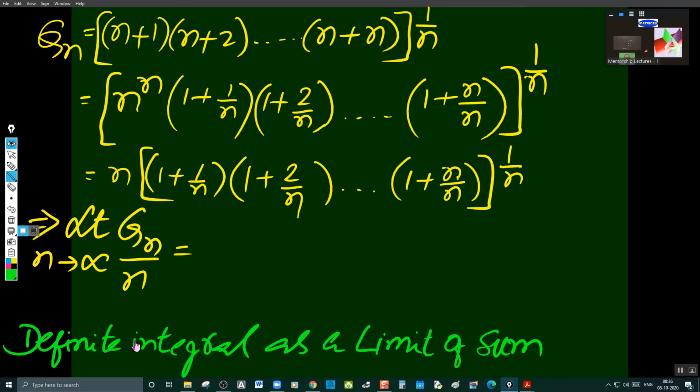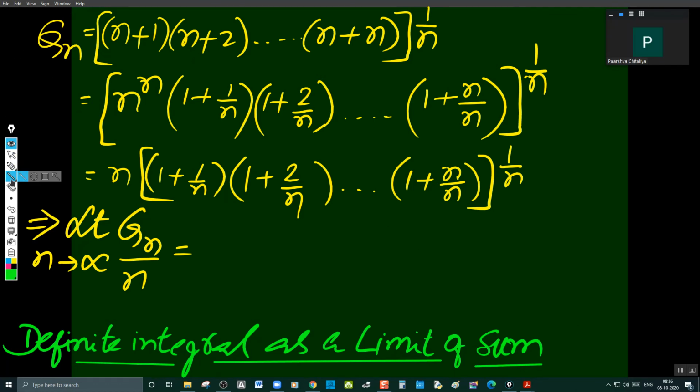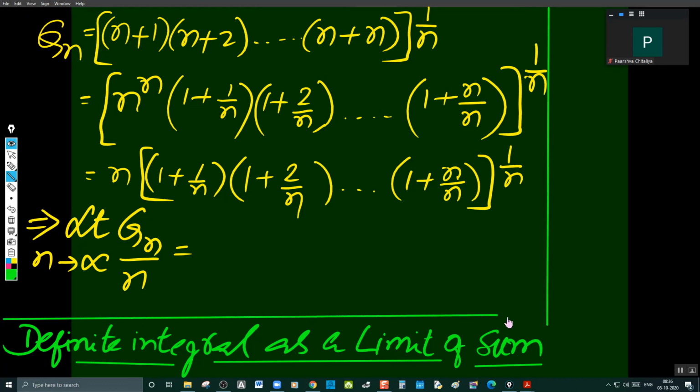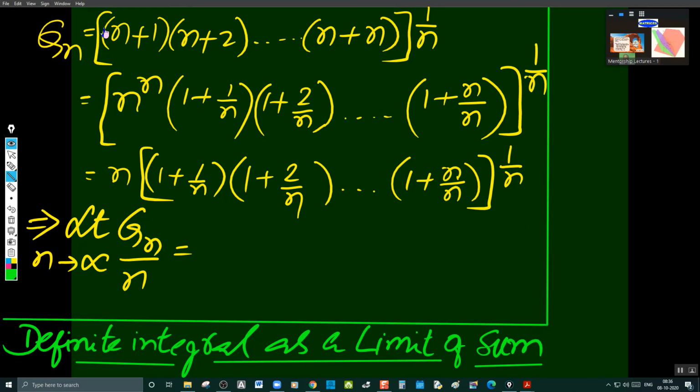I asked you a question whether definite integral as a limit of sum is known to you or not. Sir, it's known but I forgot. Only Parsh is alive in the class, what are the others doing? It was taught to us but I have forgotten. Can anyone tell? Parsh says he has forgotten.